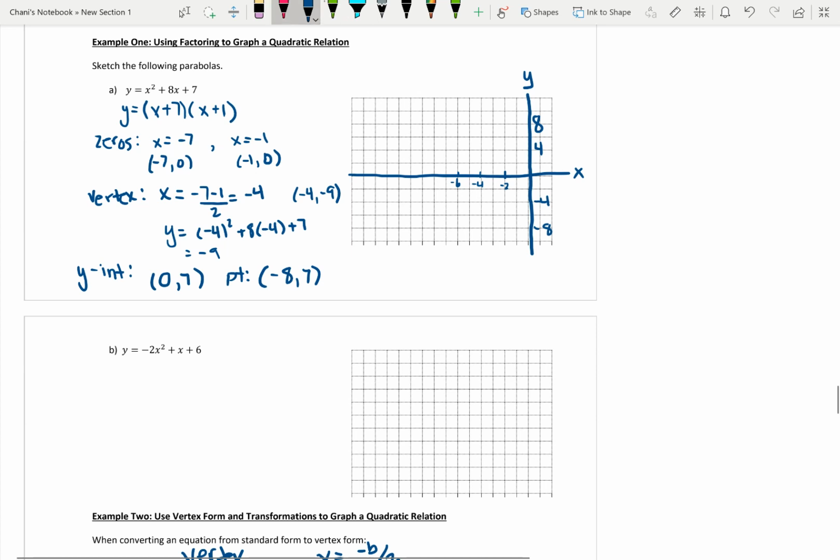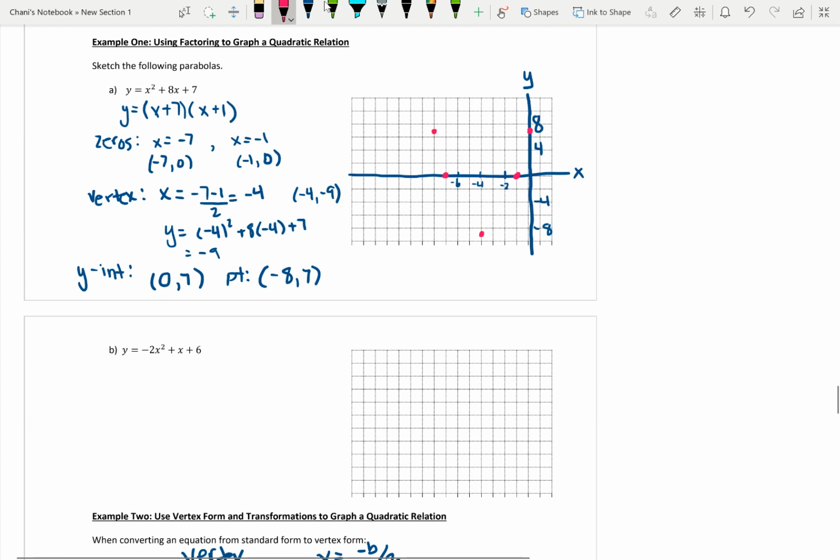Okay, so I'll use a different color to graph. Okay, so -7, 0 is here, -1, 0 is here. My vertex is at -4, -9, which is here. And my y-intercept is at 7. And then I have a symmetrical point here.